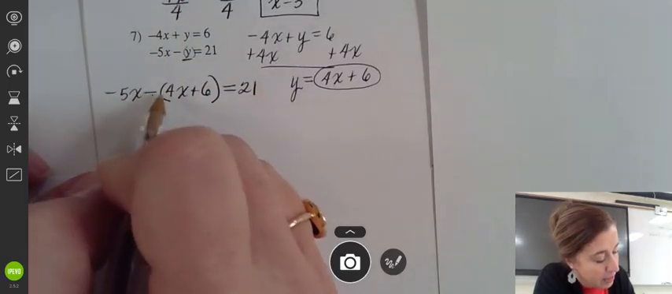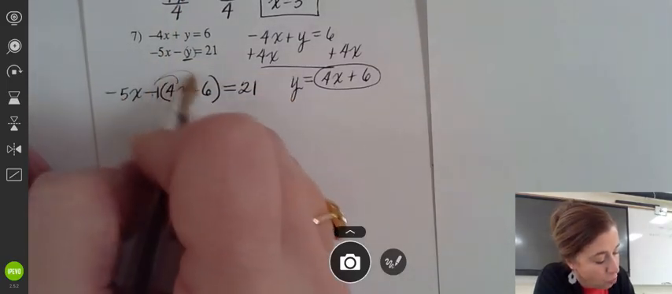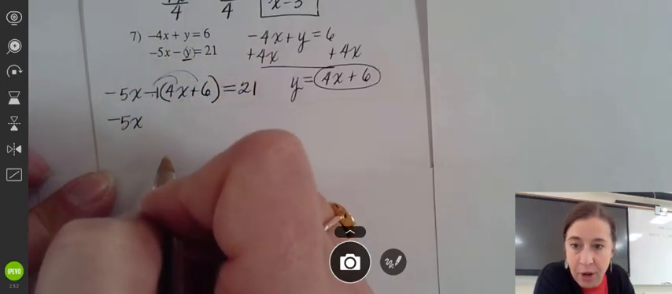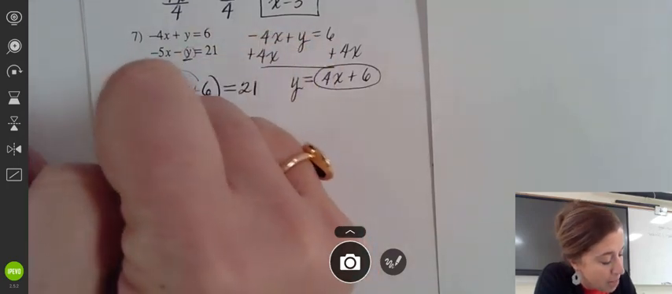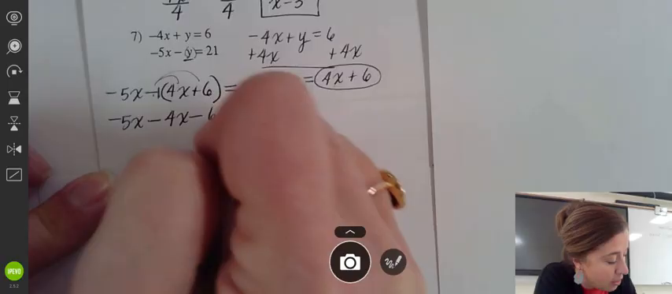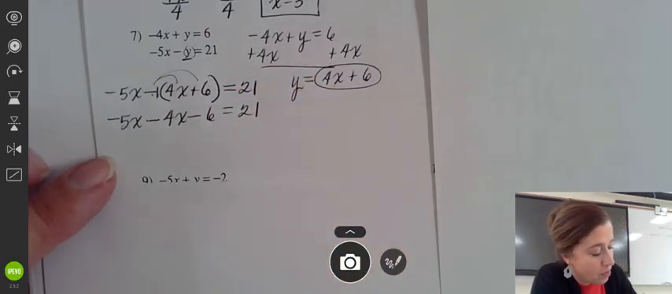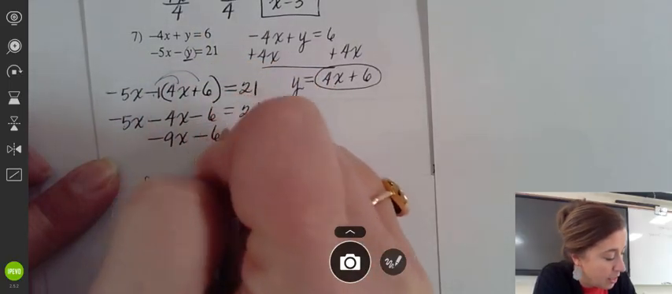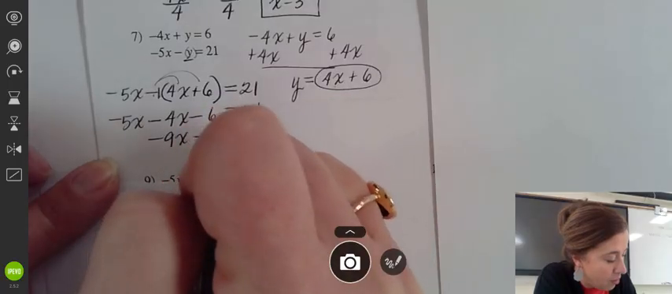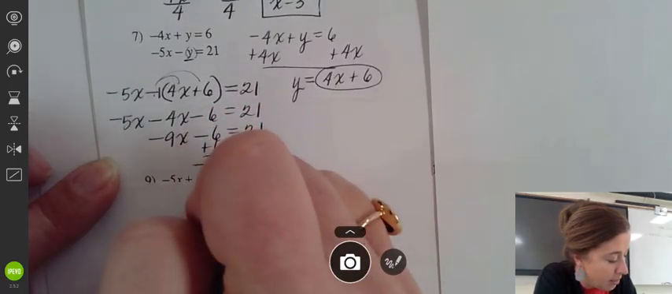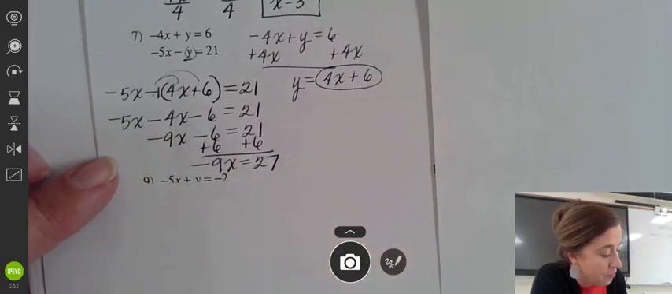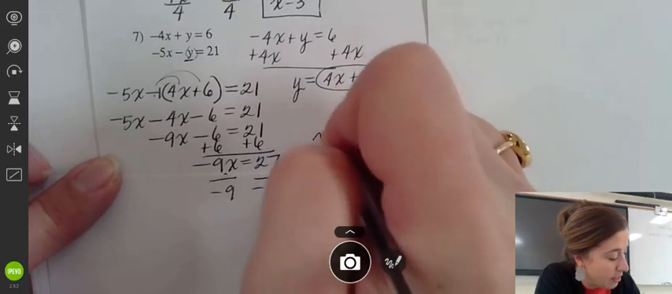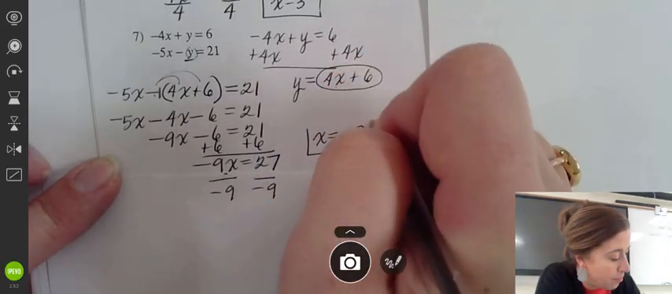This minus, again, it's like an invisible -1. You can distribute, or think of it as taking the opposite of each term inside the parentheses. So -5x minus 4x minus 6 is equal to 21. -5x minus 4x is -9x minus 6 equals 21. We're going to add 6 to both sides, so -9x equals 27. Then we're going to divide both sides by -9, and x equals -3.